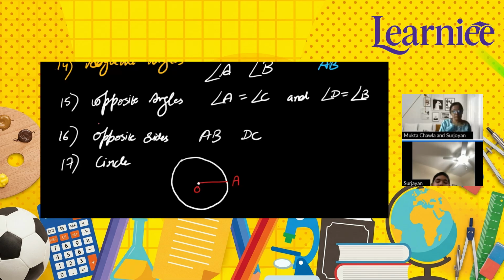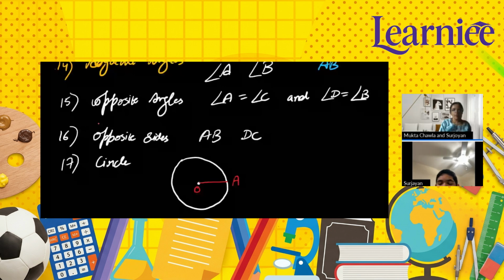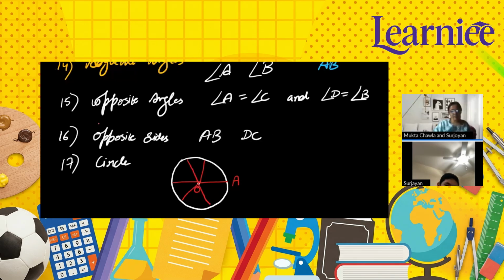Point A is meeting the circle, starting from the center. Yes, very good. Whenever we join two points, starting from the center to any point on the circle, that is called a radius. It's not that I can make a radius only over here. I can make a radius on any part of the circle, provided it starts from the center. If I make a tire-like figure, all of those would be radii. Okay, next what is given?